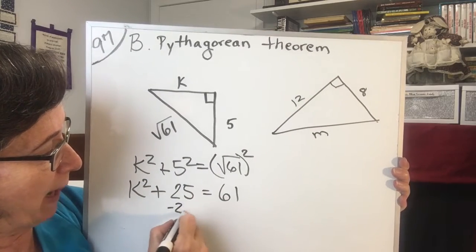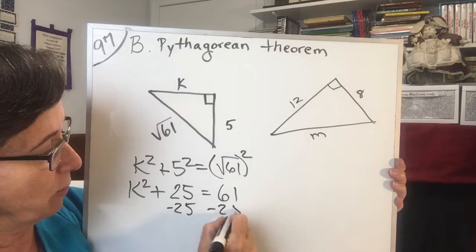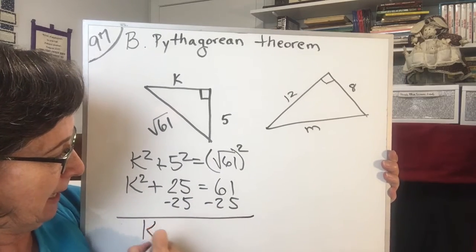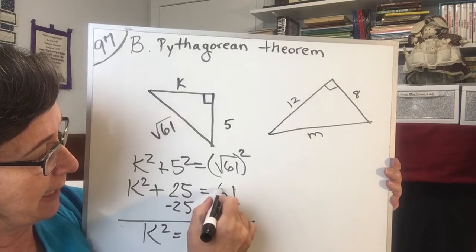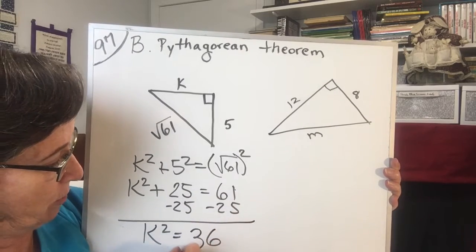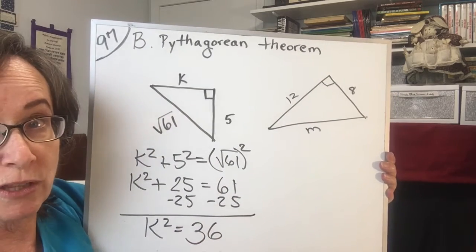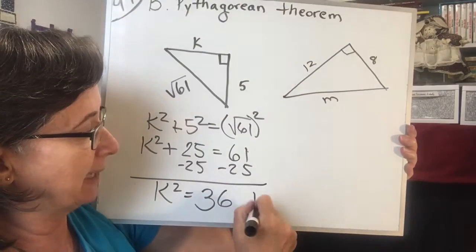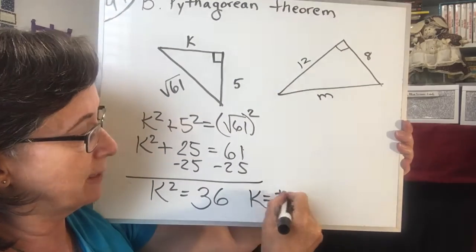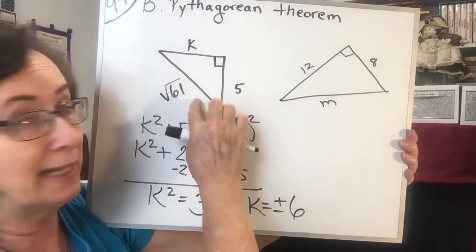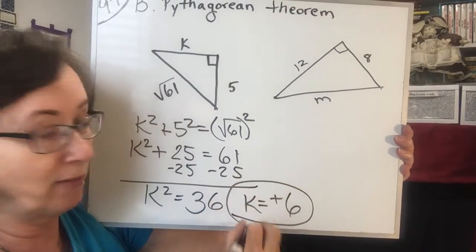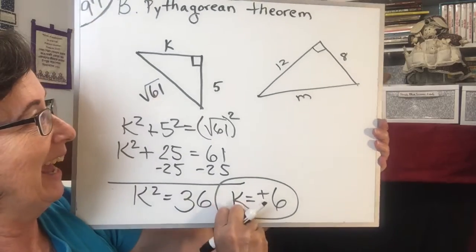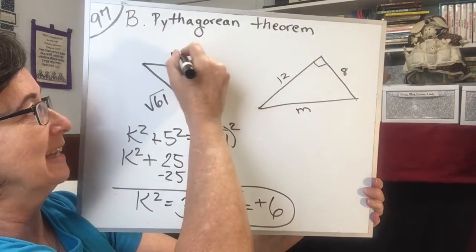So we're going to subtract the 25 from that side, K squared, and then subtract, we're going to get a 6. That's a 5 minus 2 is 3. K squared is 36. That means that K is plus or minus 6, but again, it's a side length, so we only accept the positive answer. And this side K is 6.